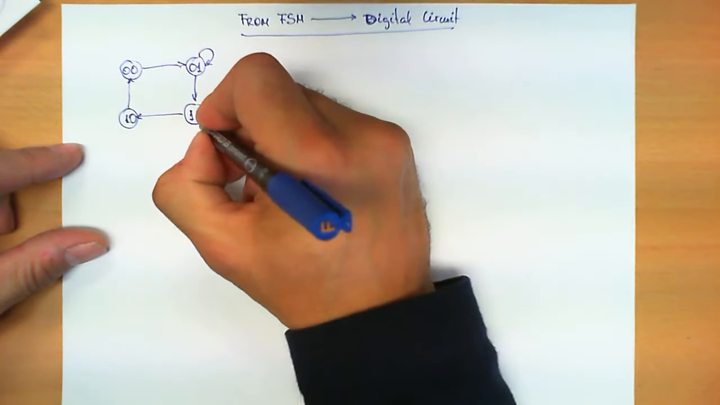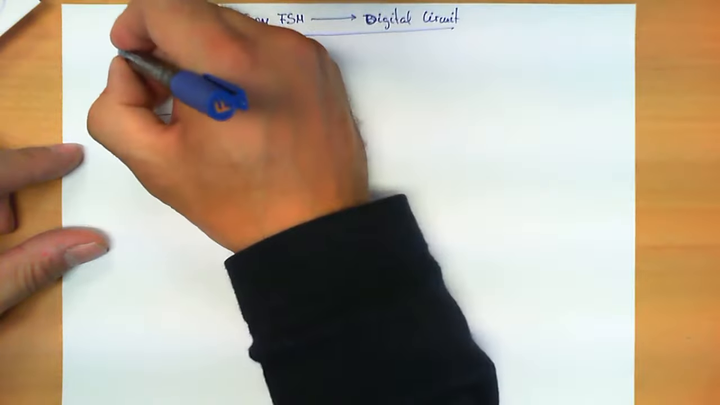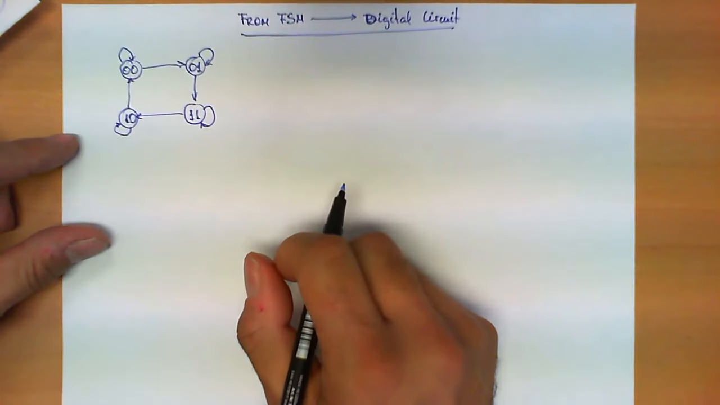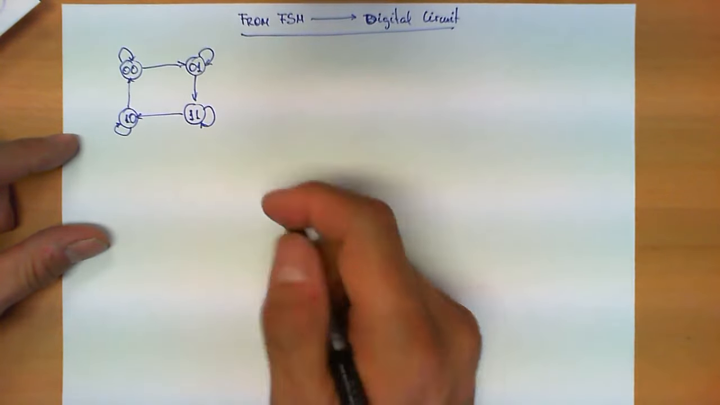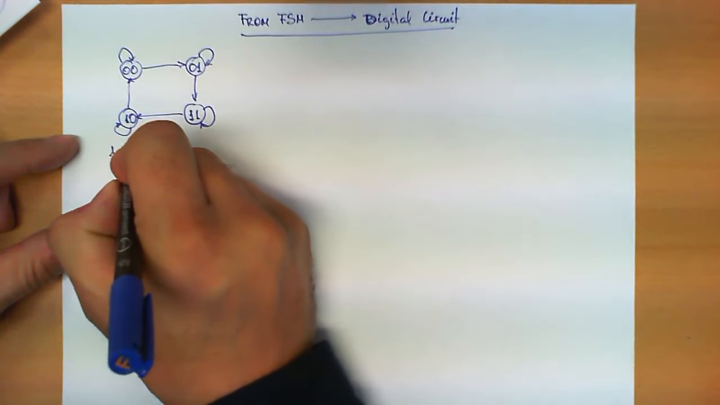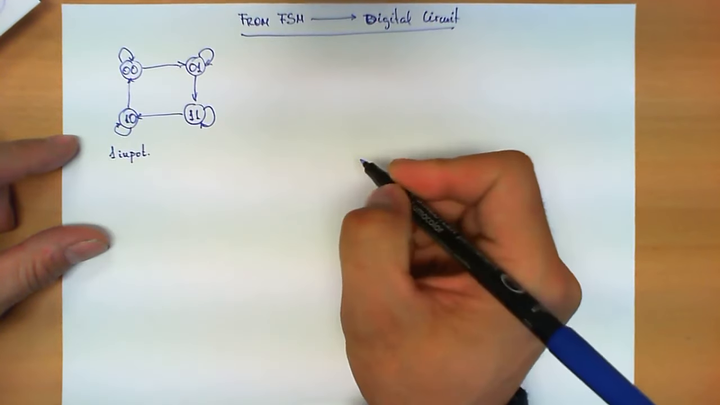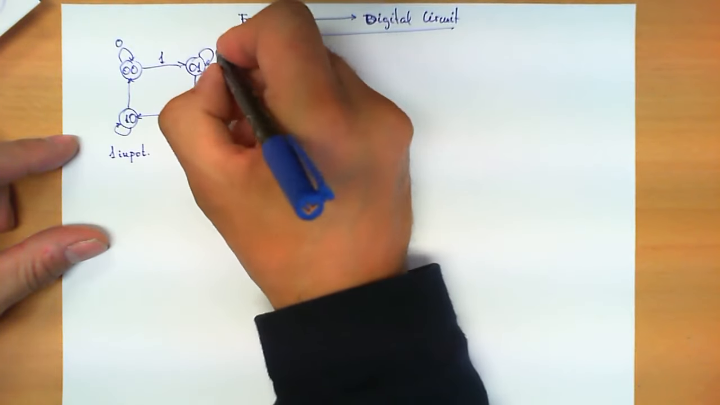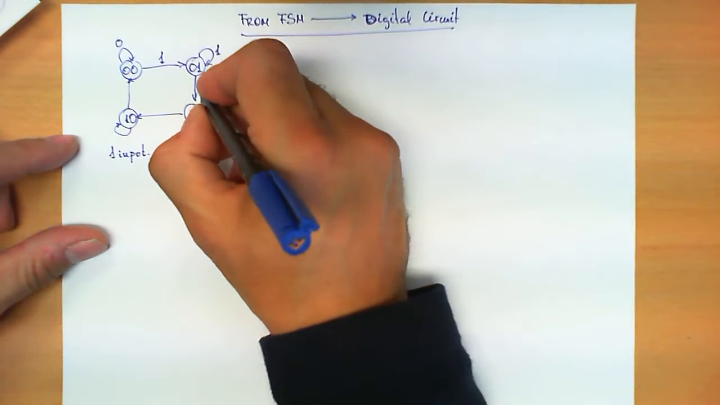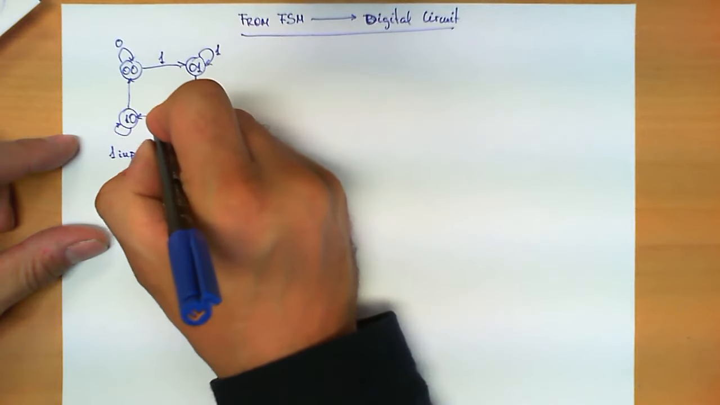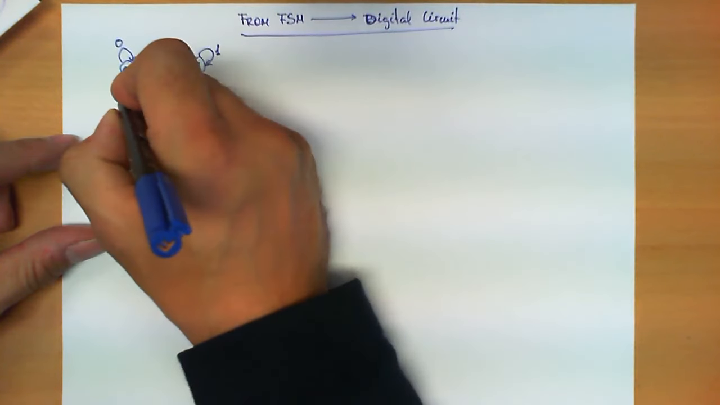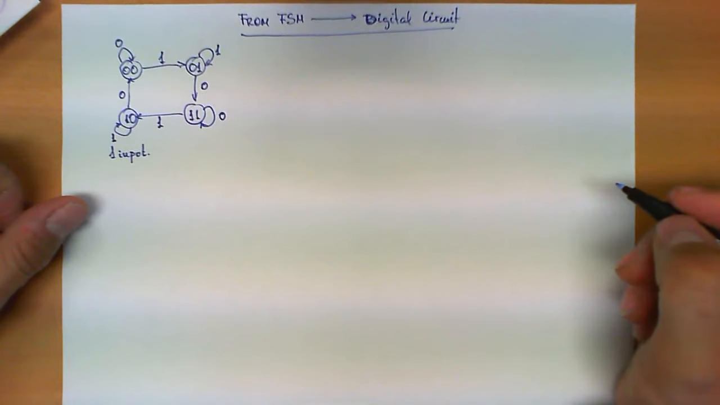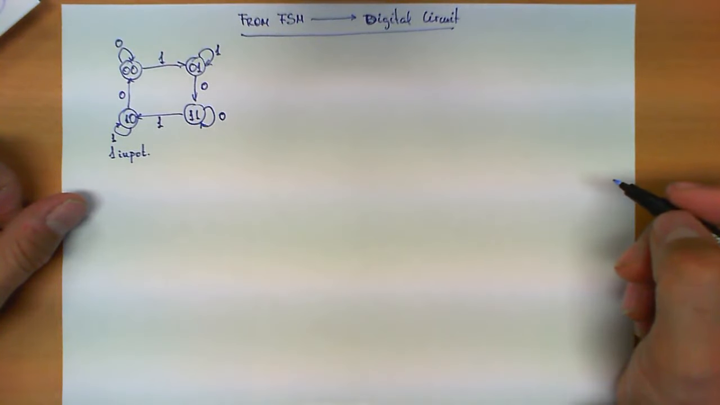Now, this transition structure is assuming that the machine has two variables to represent the state, but also one input. And the input values that are considered for all these transitions are shown here. So this is our starting point, a fully specified finite state machine.